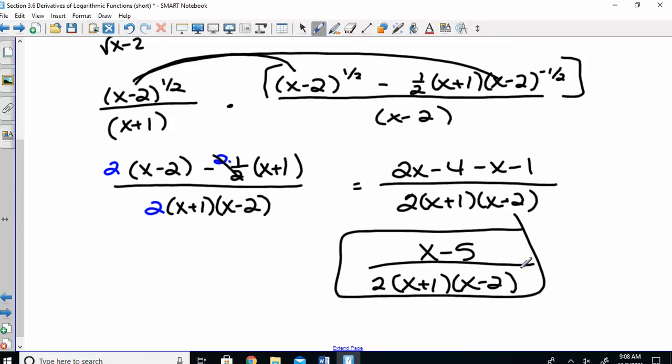Alright, so that one involved a lot more algebra to clean it up, but the same premise. We do our derivative, so 1 over the argument, and we have to apply the chain rule. Questions?